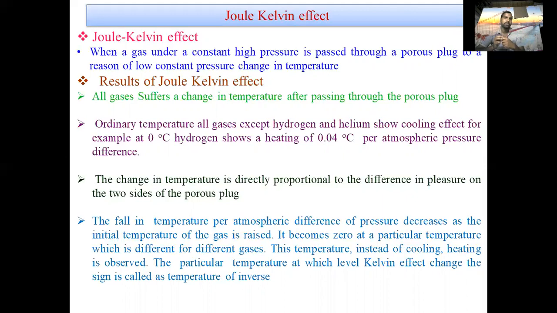According to the definition of the Joule-Kelvin effect, when a gas under a constant high pressure is passed through a porous plug to a region of low constant pressure, we observe a change in temperature. How do we explain the expression for the Joule-Kelvin effect? Before deriving the expression, we have to study a few results from the Joule-Kelvin experiment.